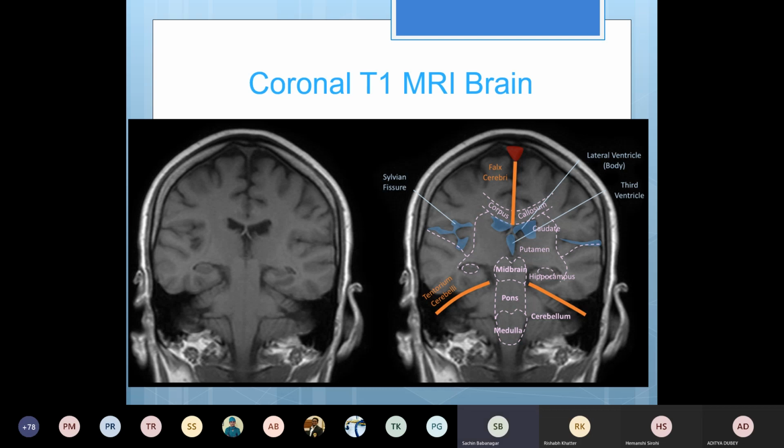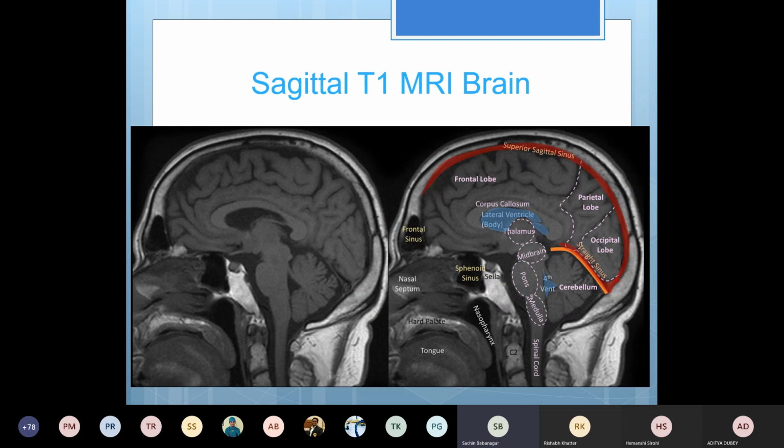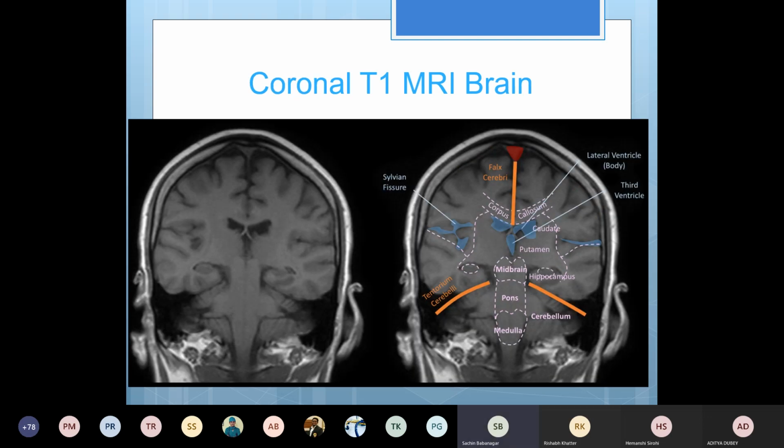So here you have the falx cerebri in the middle. That is just a fold. Okay, and along that you see the superior sagittal sinus. Here you see the coronal view, and earlier we saw the sagittal view. Sagittal means along the middle. Parasagittal means just parallel to the mid-sagittal plane.